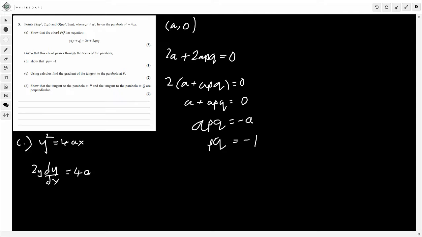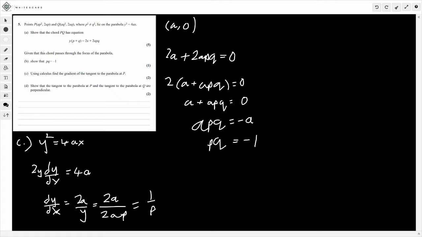So now, to get dy by dx, we're going to divide through by 2y. So I'm going to cancel straight away. So dy by dx is going to be equal to 2a, sorry, that's an x, so it's going to be 2a divided by y. And we know y at the point P is 2ap. So that's 2a divided by 2ap. So 2a cancels with the 2a here to just leave us with 1 over p. And that's your 2 marks for that one.